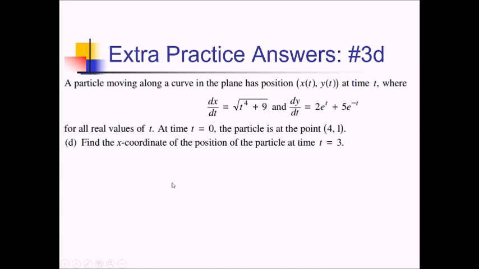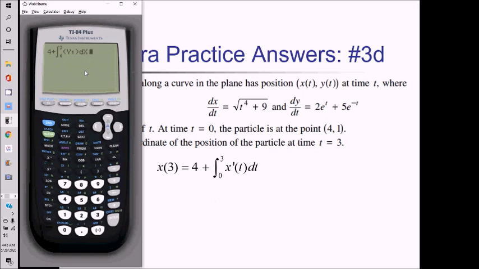For the last part of this problem, they just want the x-coordinate of the position of our particle at time 3. So we're just going to use the fundamental theorem. Basically going to have the initial x value, which was 4, plus the integral of x prime from, let's see here, we need to go from time 0 to time 3. So integral from 0 to 3 of x prime. There we go. And now just plug it in the calculator.